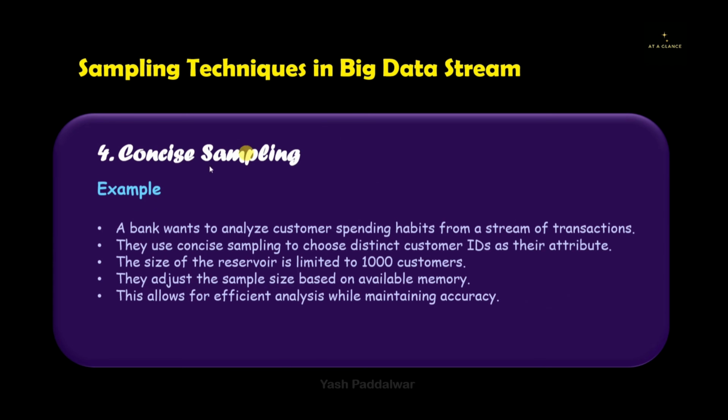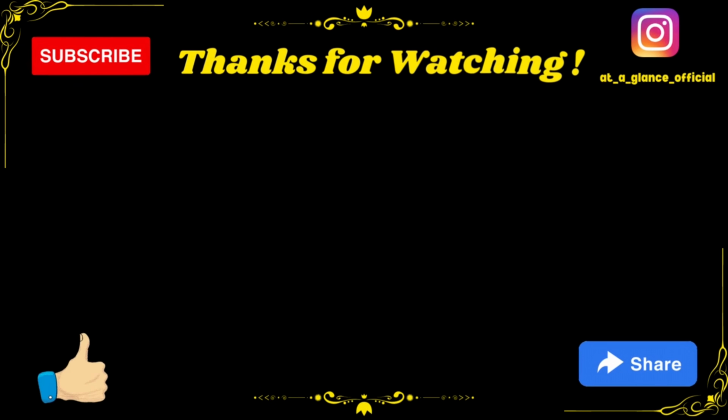So here we are getting the additional parameter of adjusting the sample size, which is an advantage. Because of this, it allows us to retain the accuracy, and it can also be used for efficient analysis. So I hope you have understood this concise sampling technique. With this, we complete all the sampling techniques in big data streams. I hope you have understood all of them.